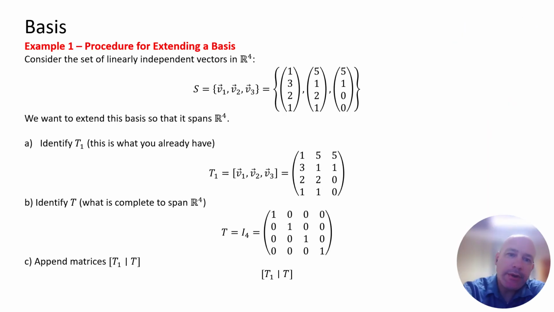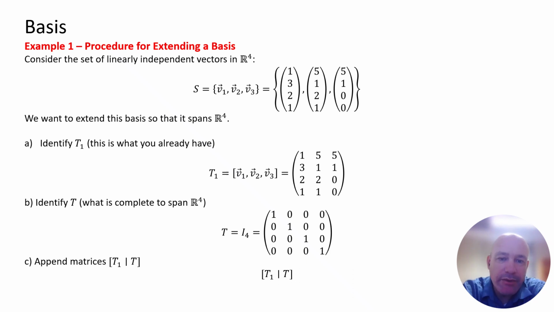All right, in this example, we want to consider the set of linearly independent vectors in R4. So we have these three, and we want to extend this to a set that spans all of R4. This process is not the only one, but it will get us there. The first thing we want to do is identify what we call T1. This is a set that we already have: our three given vectors, which you see here, V1, V2, and V3.